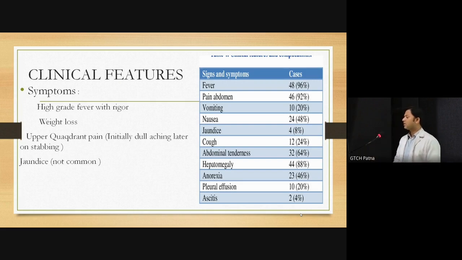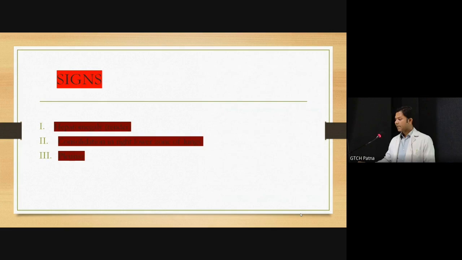Fever is found in 96% of cases, pain abdomen in 92%, vomiting in 20%, nausea 48%, jaundice 8%, cough 24%, abdominal tenderness 64%, hepatomegaly on examination 88%, anorexia 46%, pleural effusion because the liver is very adjacent to the lungs, and ascites, of course, in 4% of cases. Signs: hepatomegaly with tenderness, consolidation in the right lower zone of the lungs, and pleurisy.